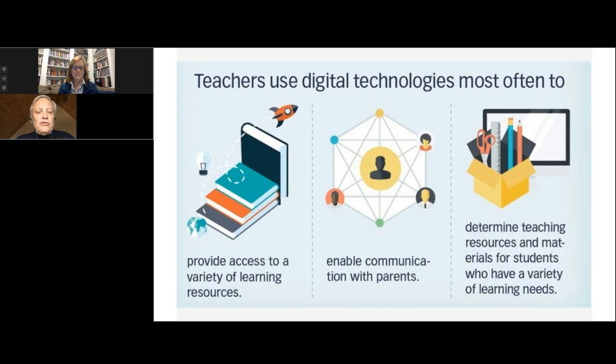First of all, teachers have been using digital technologies to provide access to a variety of learning resources and to be able to individualize and personalize learning for their students. It's enabled better communication, more constant communication with parents. And it's also allowed them to find teaching resources and materials for students who have different needs, not just special education needs, but also those kids who want to surge ahead and explore something on their very own.